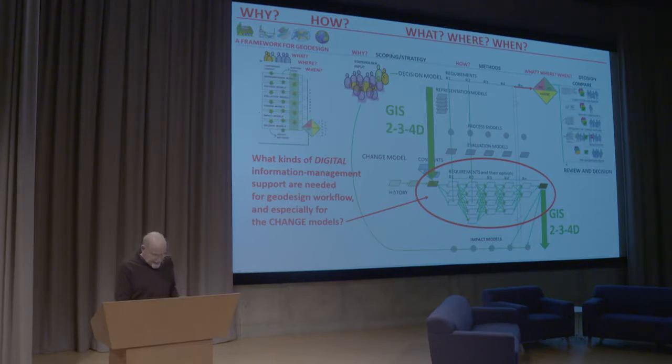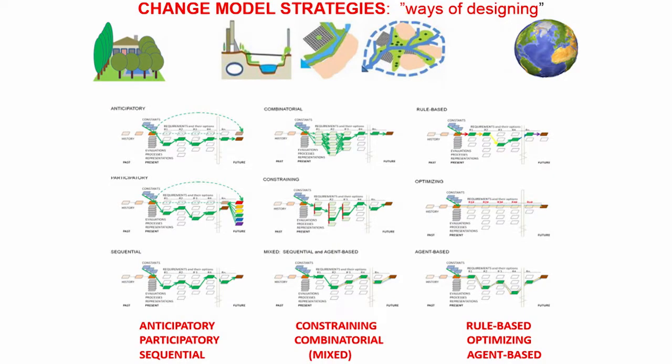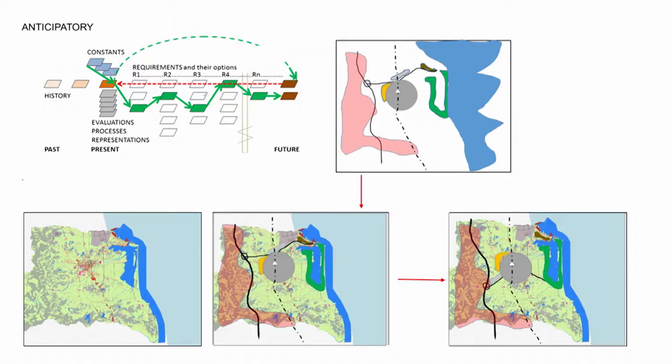And basically, there are 2 things that this does. It says, what kinds of digital information systems do we need? Well, you need to be able to handle a whole set of design ways, but let's talk about that. I'm going to show you 8 examples of these different methods.